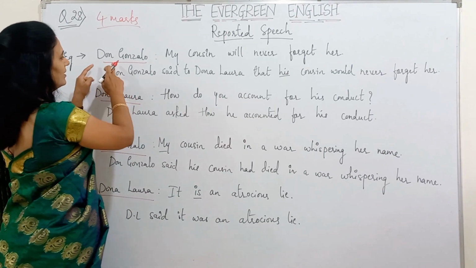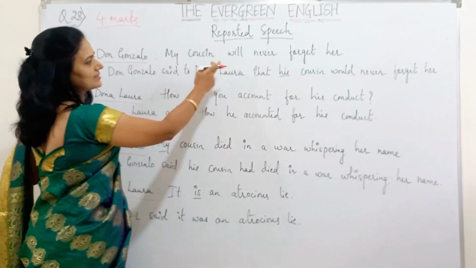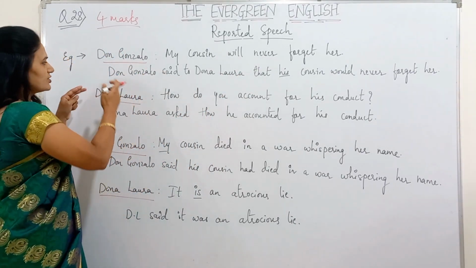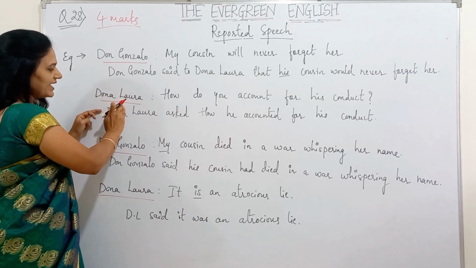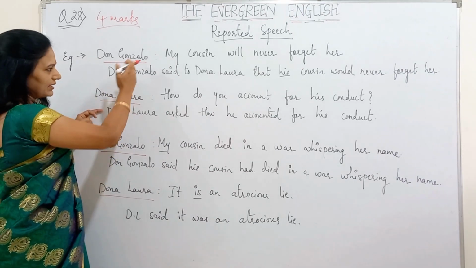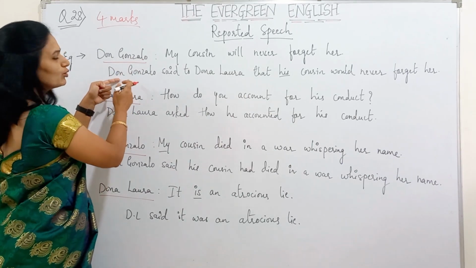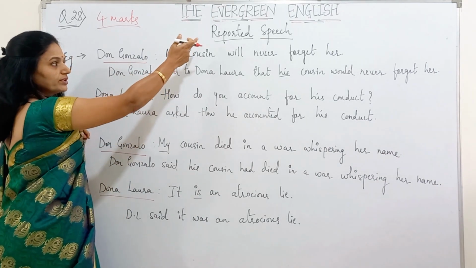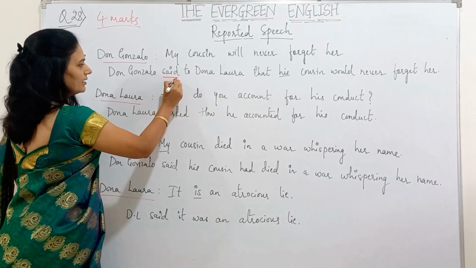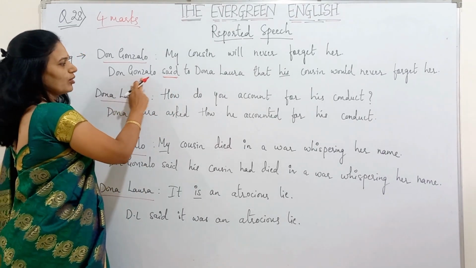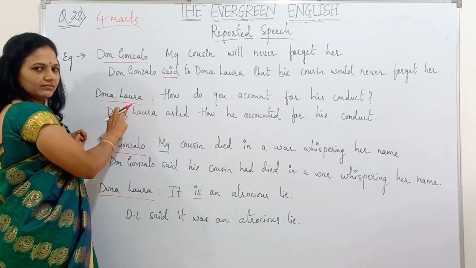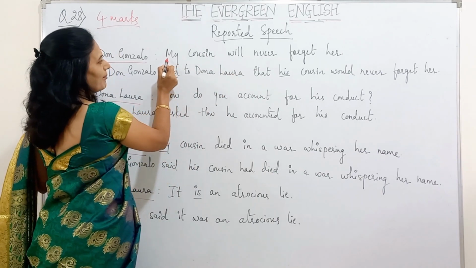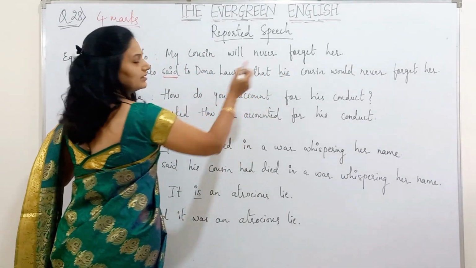So the first sentence is Don Gonzalo: My cousin will never forget her, which is the given sentence. Then how do you change it? We have the next person also. Here we have the other person below, Donna Laura. The conversation is between these two. So how do I begin? Don Gonzalo said. It should be said, because I have to turn it to reported speech. Compulsorily we use this. Don Gonzalo said to Donna Laura. Why said? Because this is the sentence. What he says: my cousin will never forget her.